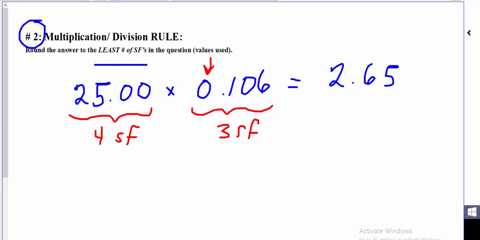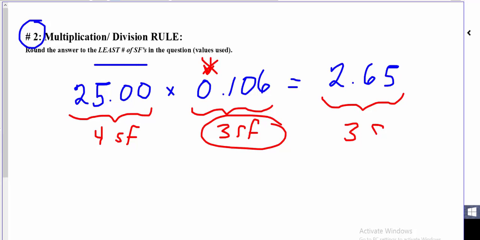A leading 0 is not significant. This one does not count. So I'm allowed to have the least number of sig figs from my data, and therefore 3 sig figs is how many I'm allowed to have in my answer. So 3 significant figures is actually what I have, and I'm good to go. Let's do some more examples.